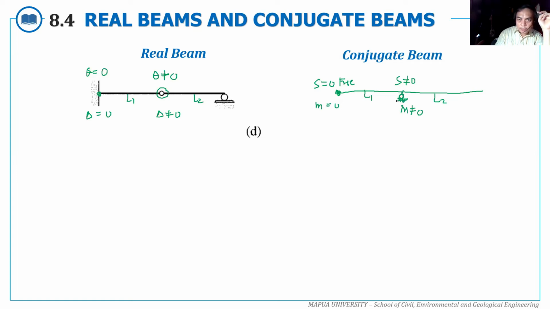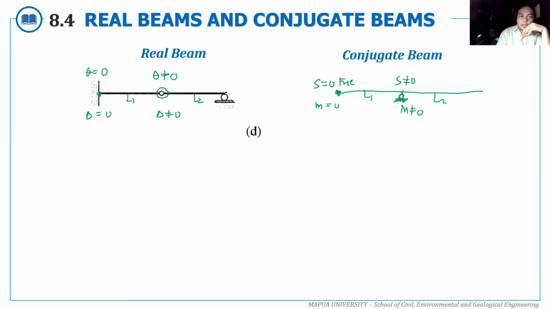Maglagay ako ng pwedeng roller, pwedeng hinge. Interior support. 'Di ba pagka may interior support, kinat mo yung member at that point, 'di ba may lumalabas na shear force at meron ding moment magnitude. So they are both not equal to 0. So yan yung shear and moment not equal to 0.